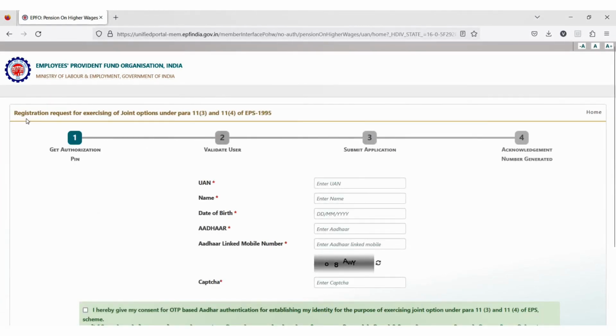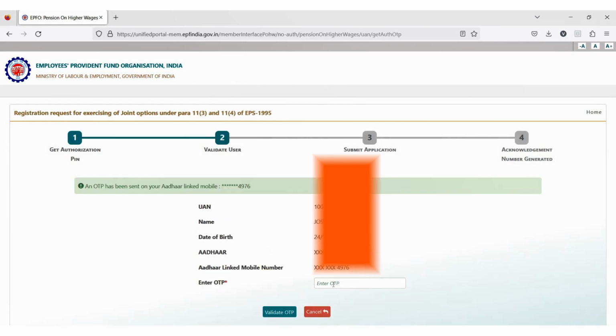Here you can see that the option to exercise joint option consists of 4 stages: get authorization PIN, validate Aadhaar, submit the application and acknowledgement number generated. You would require the UAN number, Aadhaar number, member's name, date of birth and Aadhaar linked mobile number. Enter the required details and enter the CAPTCHA and tick the consent box and click on Get OTP. It will take you to the next screen to validate OTP, that is to the second stage.